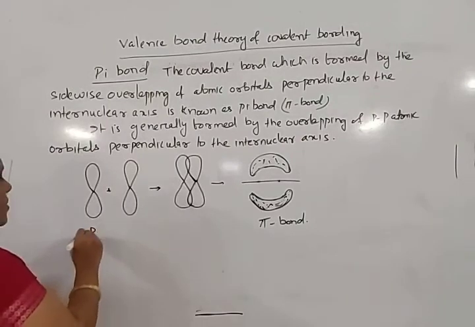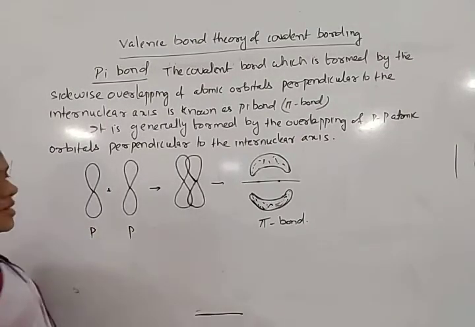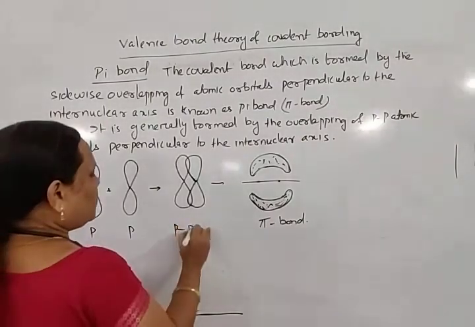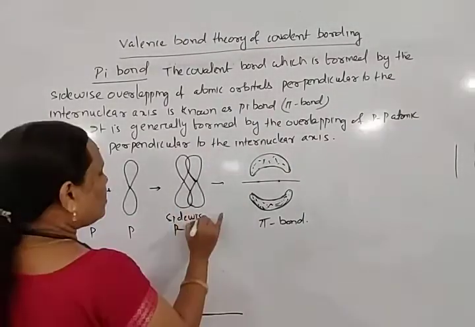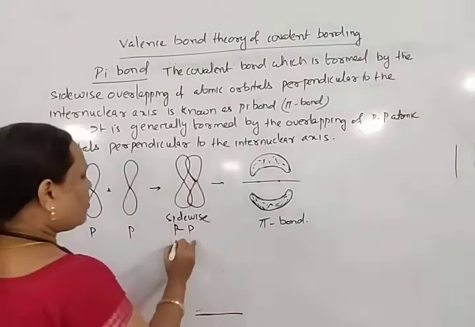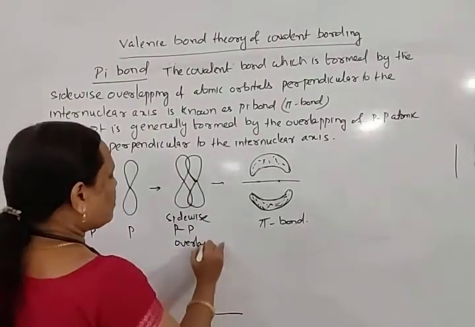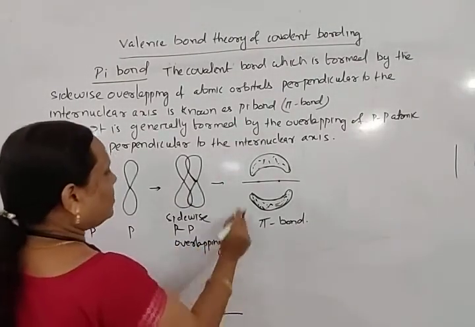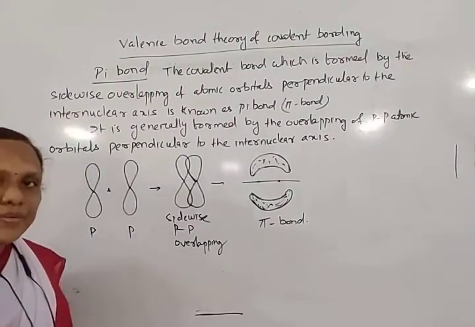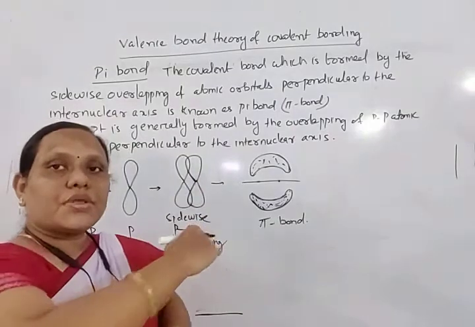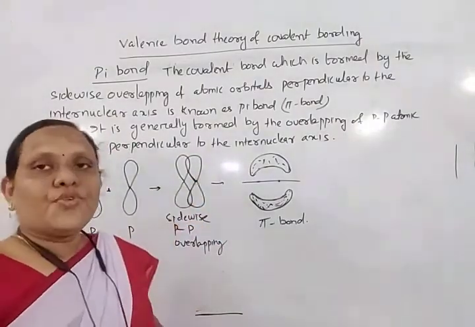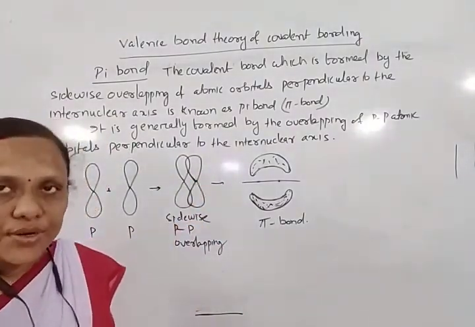So this is one p orbital, this is one p orbital, and this is p-p overlapping, sidewise p-p overlapping, and this is the formation of pi bond. So two electron clouds, one above and one below the internuclear axis, give one pi bond.